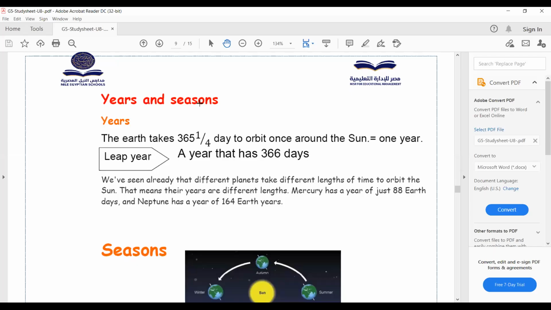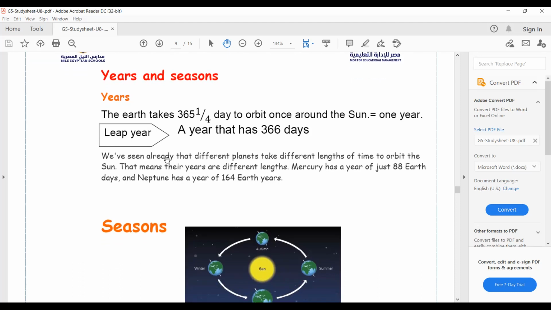Years and seasons. Years. The Earth takes, as we said before, 365 and a quarter days to orbit once around the sun, or to make one revolution around the sun, to make 1 year. The leap year means a year that has 366 days. That happens every 4 years.